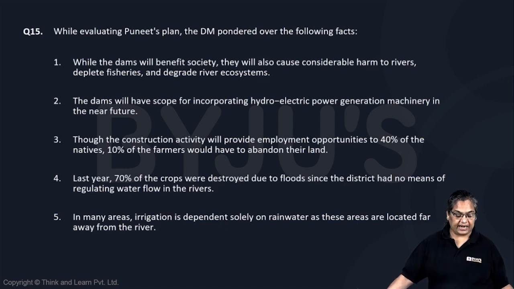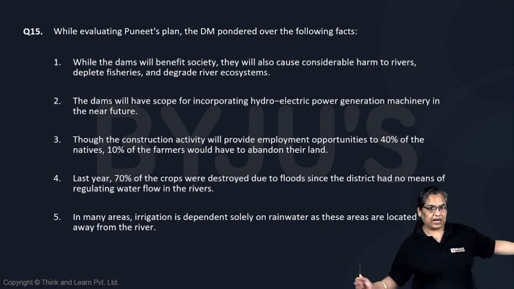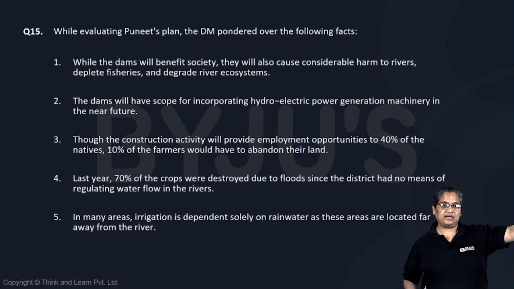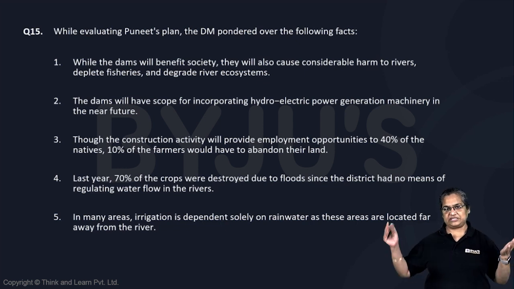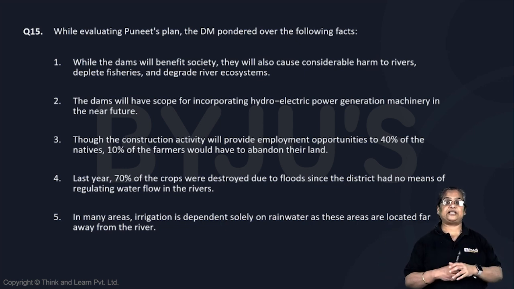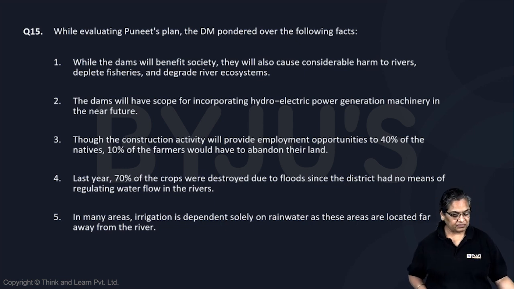Though the construction activity will provide opportunities to 40% of the natives, 10% of the farmers will have to abandon the land. The dam is built over a large piece of land, so people living in the area where the dam will be built have to be displaced. 10% of farmers will lose their land. So this is the problem. It's going to provide employment. At the same time, it's going to cause some people misery.